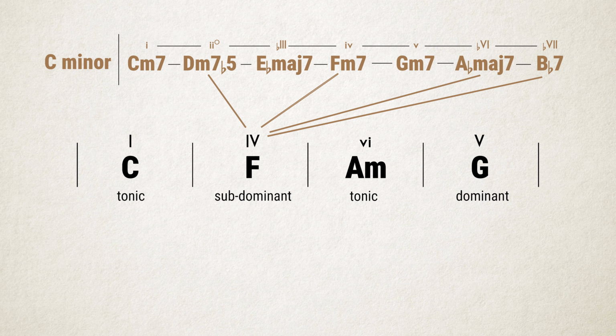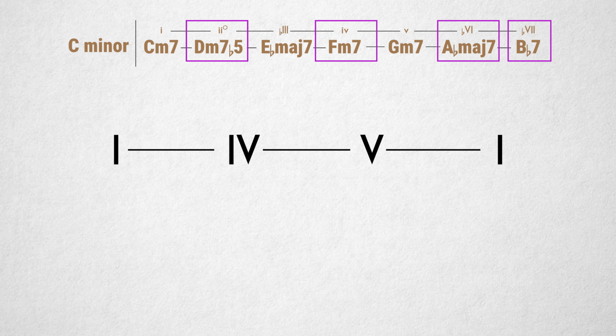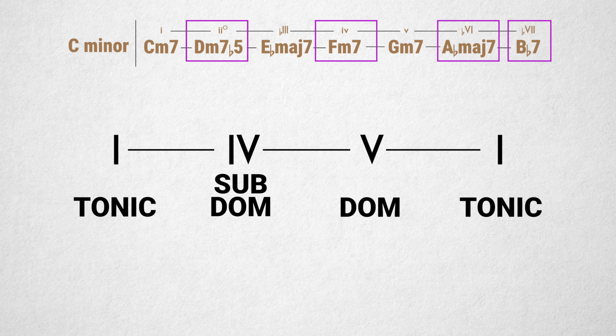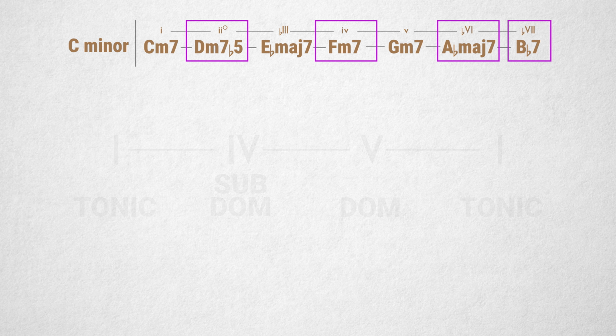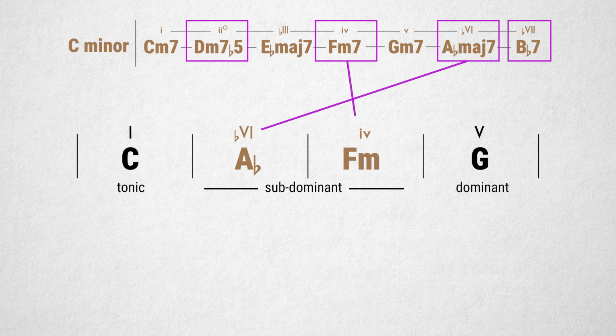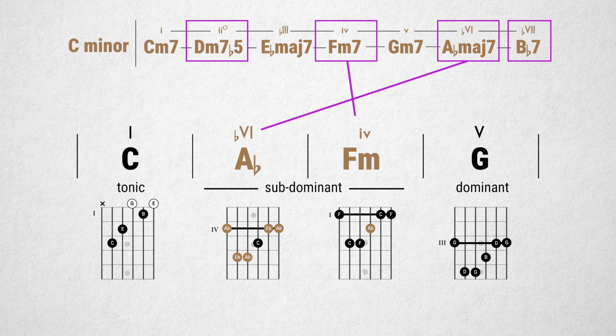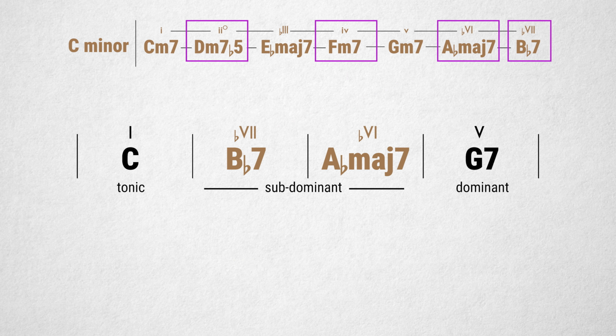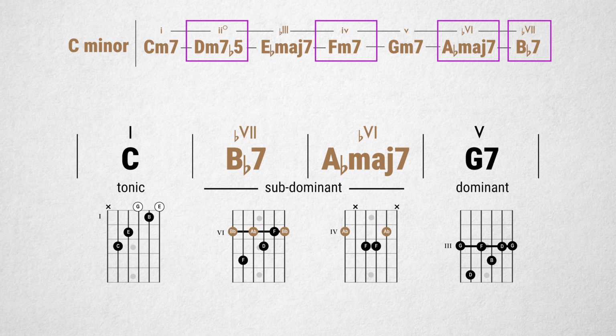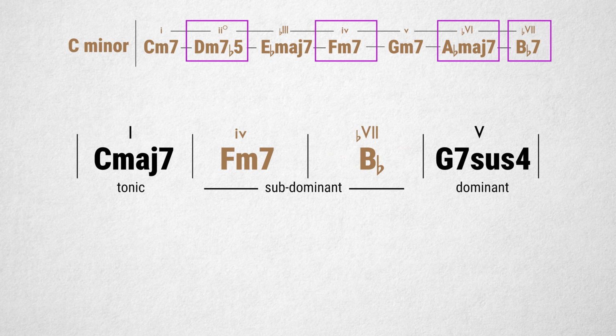So let's change a super standard progression with this technique, like a 1, 4, 5, 1 progression, which is a tonic, subdominant, dominant, tonic progression. Now we could play C, A flat, F minor and G major. Or we could play C major 7, B flat 7, A flat major 7 and G7. Or this gem of a progression: C major 7, F minor 7, B flat and G sus4.